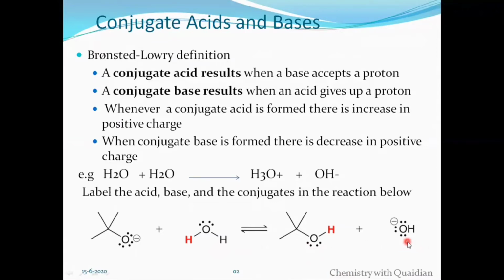There is a decrease in the charge, and this is a neutral species because here is a negative charge, and there is an increase in the positive charge because when positive charge is added, this negative is neutralized and it becomes a neutral compound. So we can say this is a conjugate acid and this is a conjugate base.